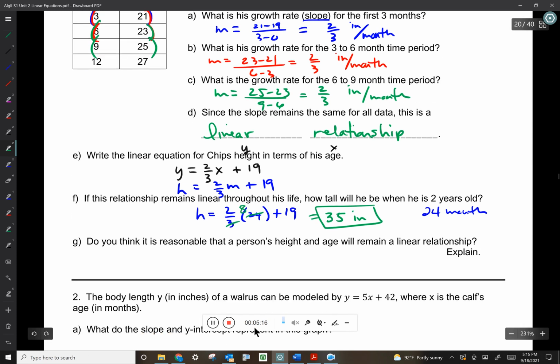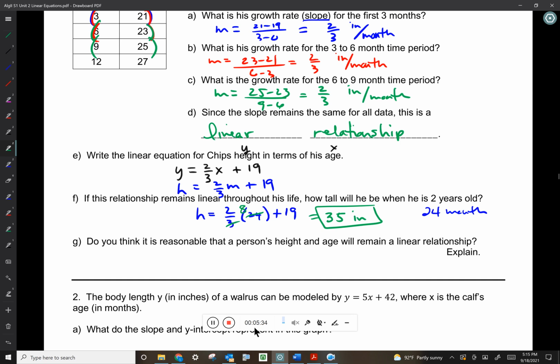Do you think it's reasonable that a person's height and age will remain a linear relationship? In other words, for their entire life, would it follow this same equation? I think the answer's got to be no for a lot of reasons.